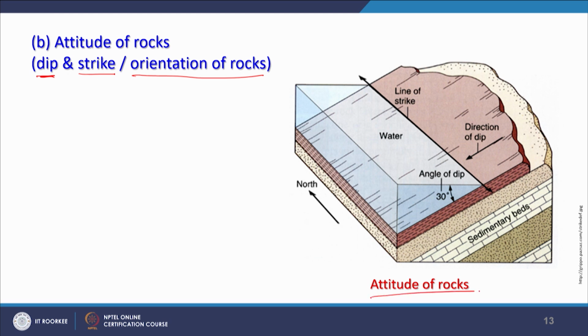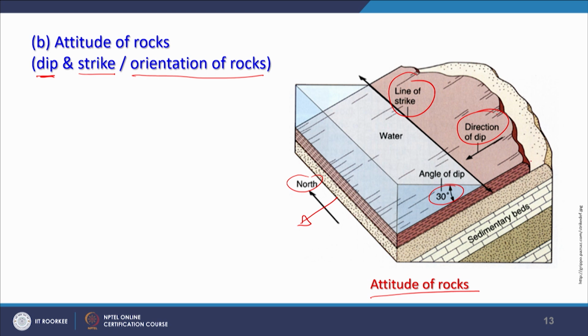Here the sedimentary sequences are shown in this section and in the other view, and you see that, if this is the north, the rocks are dipping towards the west, with a very gentle dip. The dip amount given in this schematic is 30 degrees, the direction of dip is towards west, and the line of strike is perpendicular to the dip direction, north-south in this schematic.